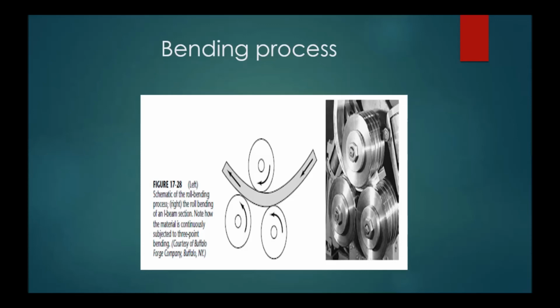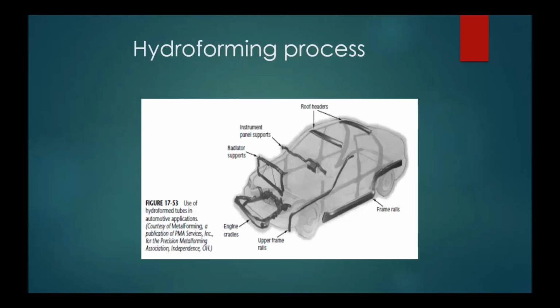Bending process: schematic of the roll bending process. The material is continually subjected to 3-point bending. For example, this is a metal sheet. Hydroforming process: use of hydroformed tubes in automotive applications.